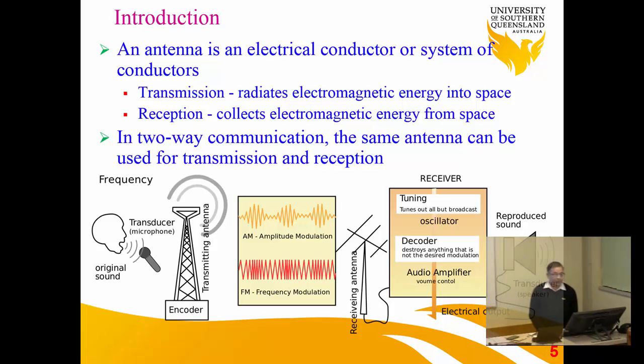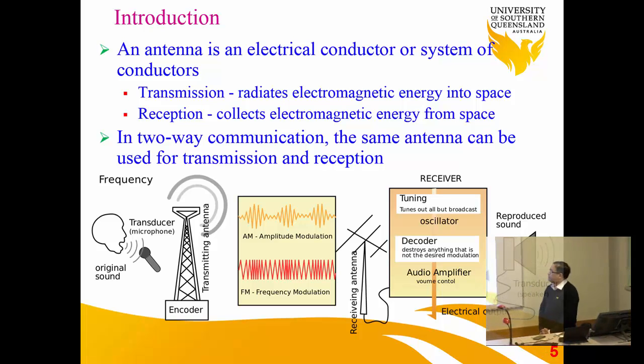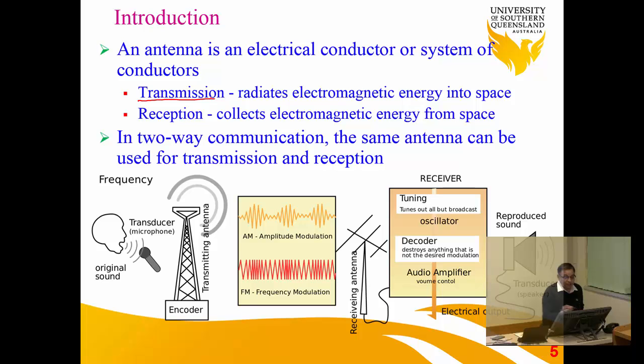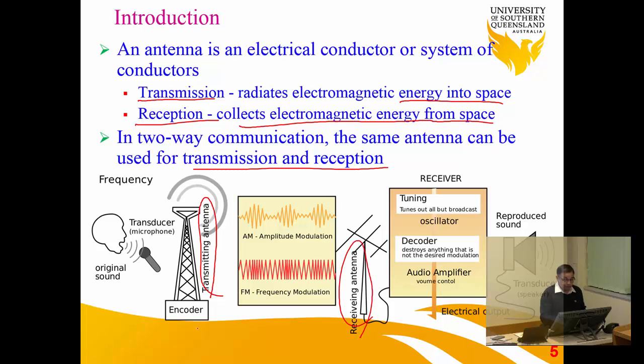So far, the introduction: antenna is an electrical conductor or system of conductors. Here, transmission radiates electromagnetic energy into space, and reception collects electromagnetic energy from space. It is a two-way communication system. The same antenna can be used for transmission and reception: transmitting antenna and receiving antenna. This is transmitting via the channel.